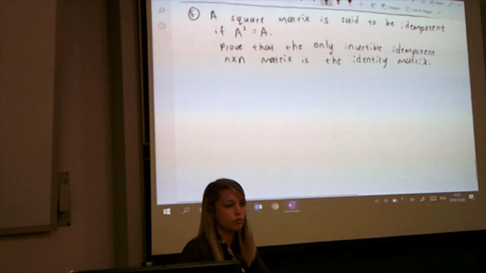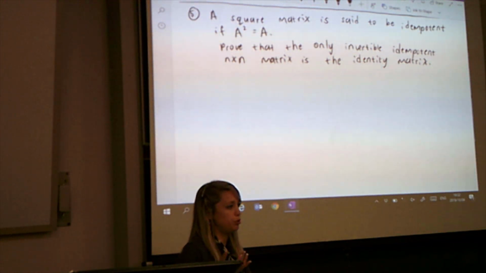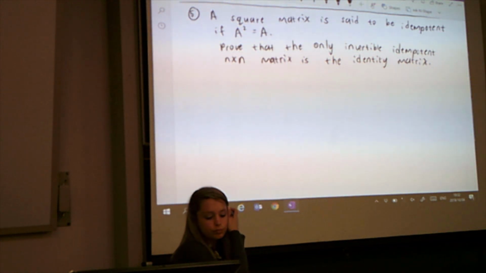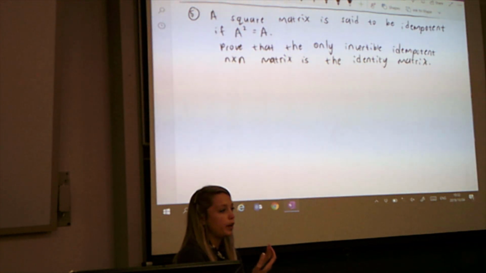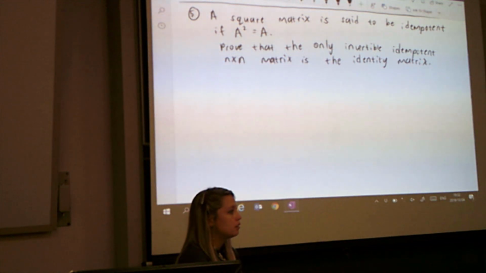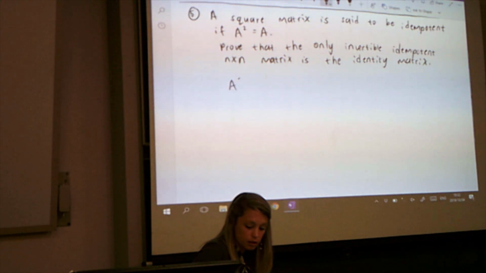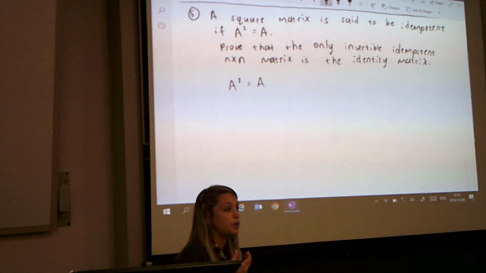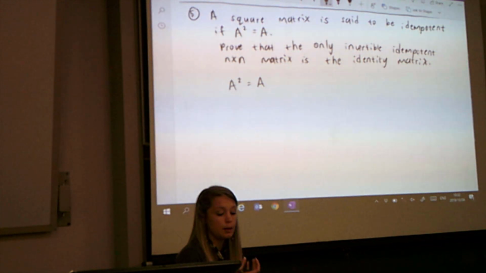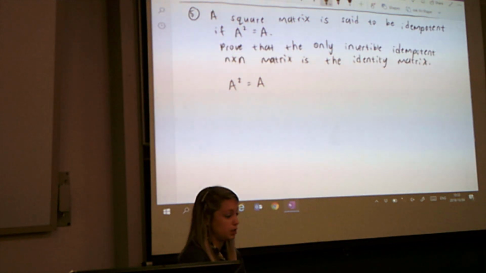So I'm going to do this proof in two ways, just so that you can see two different proofs, but they're short. What I want to prove is that if A squared equals A for an n by n matrix, then A has to be the identity matrix. A has to be I. So I'm going to start with the property that A squared equals A, because we are working with an idempotent matrix, and now we just want to start from the property of it.